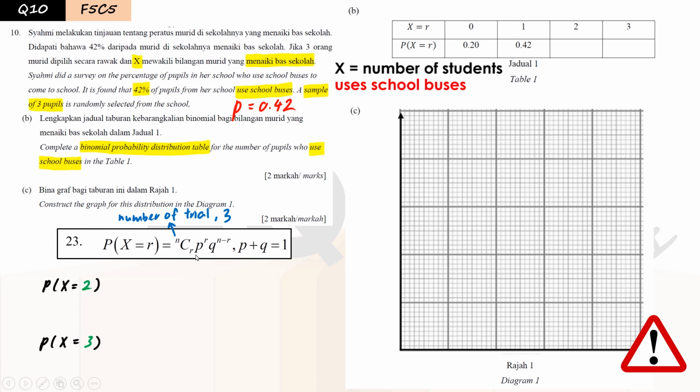Okay, and then the p here, so p is the probability of success, which we have already found in part A also, which is 0.42. Once we have the value of n and p, then we can use the formula here, right? So n would be 3, and here we have C, and the r would be based on the value here. So here will be 2, and p is 0.42, and the power here is r, which is 2, and q. So q is the probability of failure.